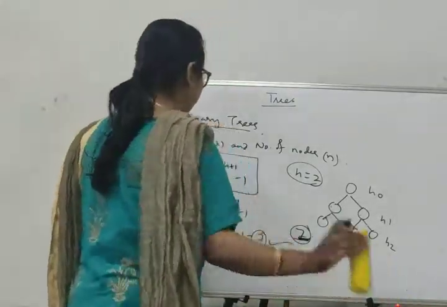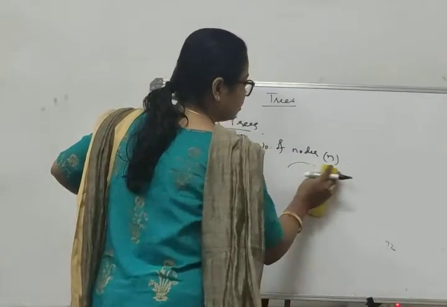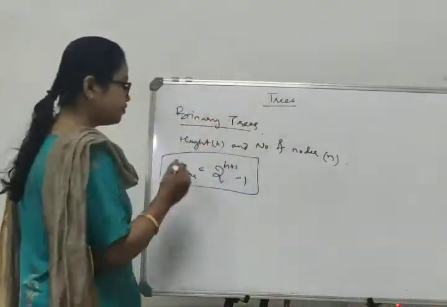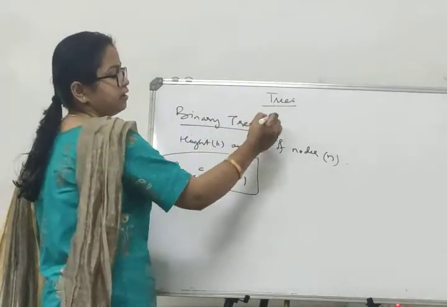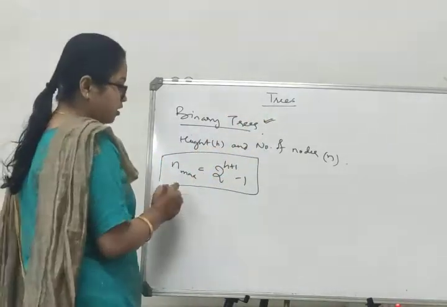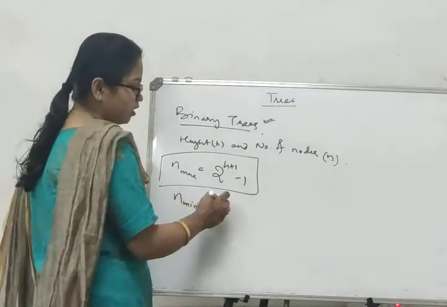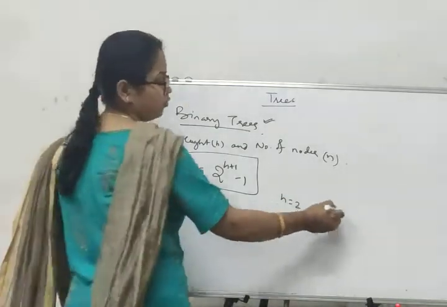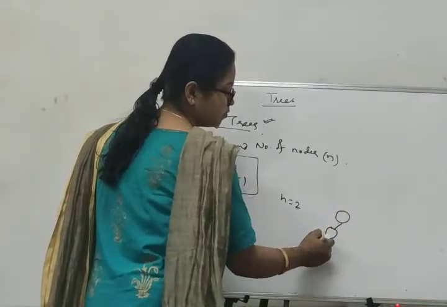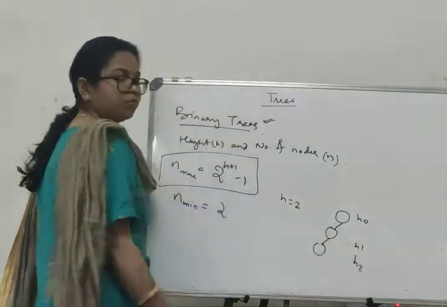So this is the formula: given a height, the maximum number of nodes present in a binary tree. This is applicable to binary trees. Pay attention. Now, similarly, what is the minimum number of nodes present given a height? Same case, if h is 2, what is the minimum number of nodes? h0, h1, h2. So this can be the minimum now.